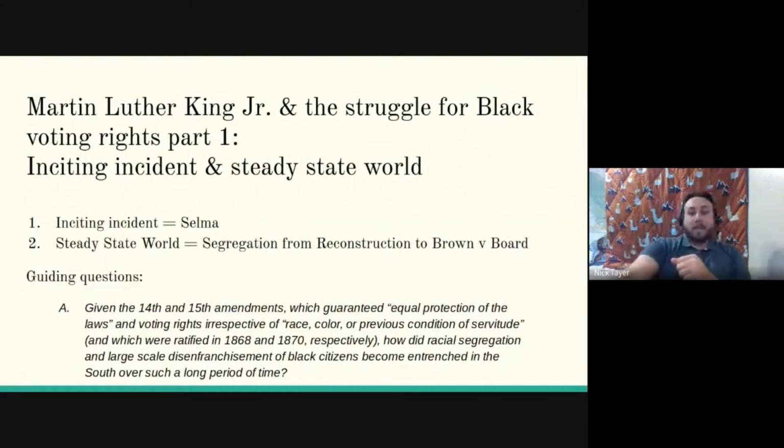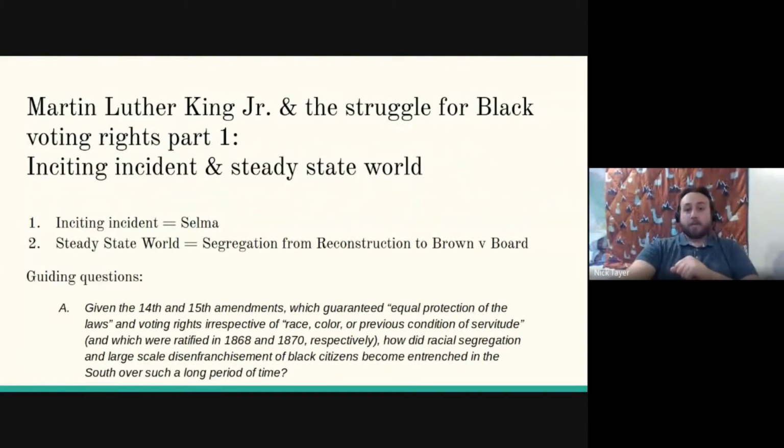Examples from day one included: given the 14th and 15th Amendments, which guaranteed equal protection of the laws and voting rights irrespective of race, color, or previous condition of servitude, and which were ratified in 1868 and 1870 respectively, how did racial segregation and large-scale disenfranchisement of Black citizens become entrenched in the South over such a long period of time? Right, this is a broad question that really struggles against having simple answers and starts to expose things about our democracy that perhaps students weren't prepared to confront.